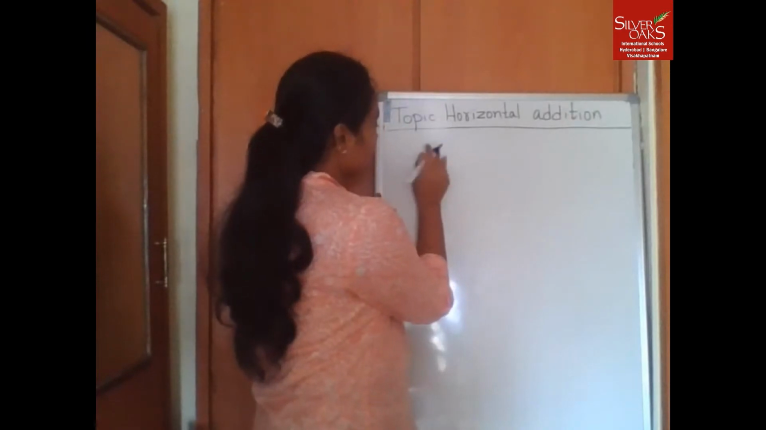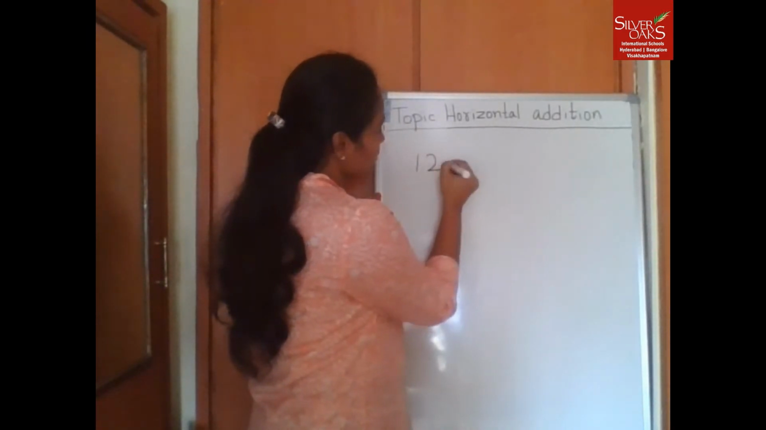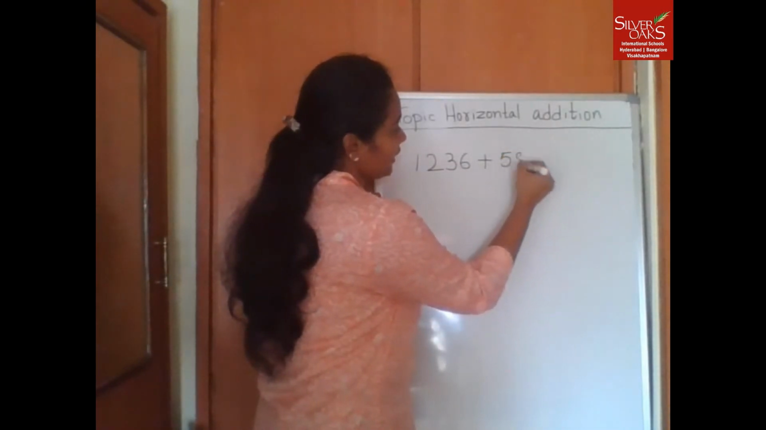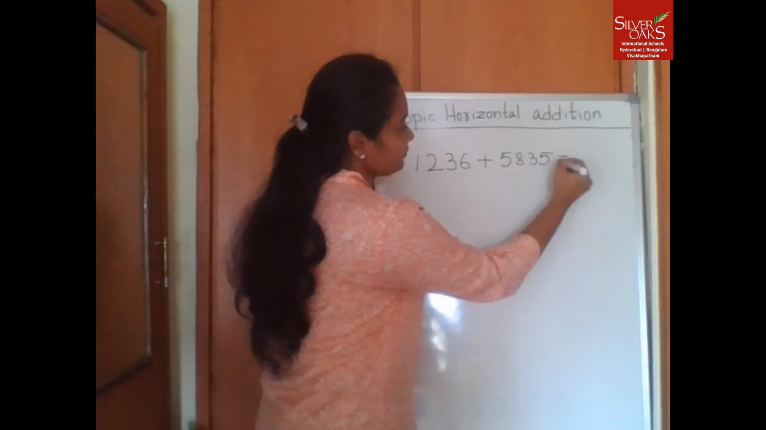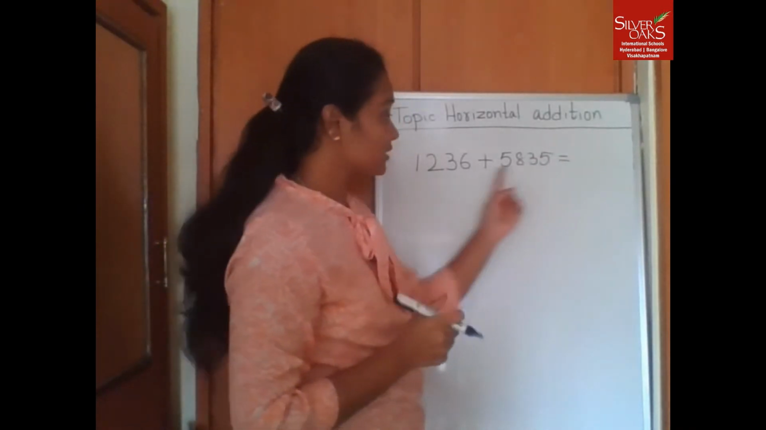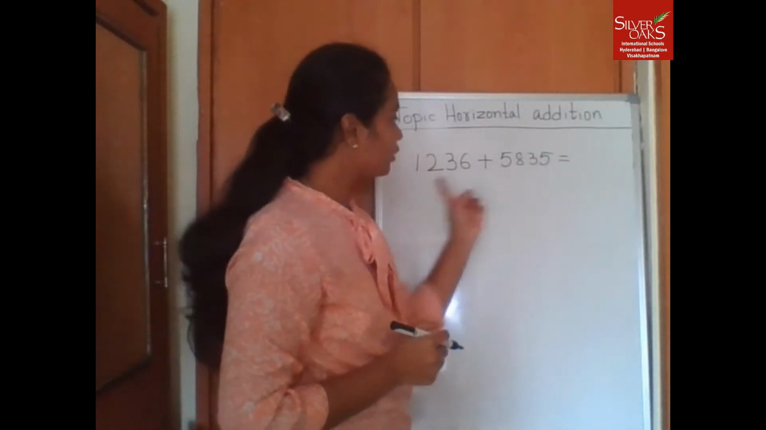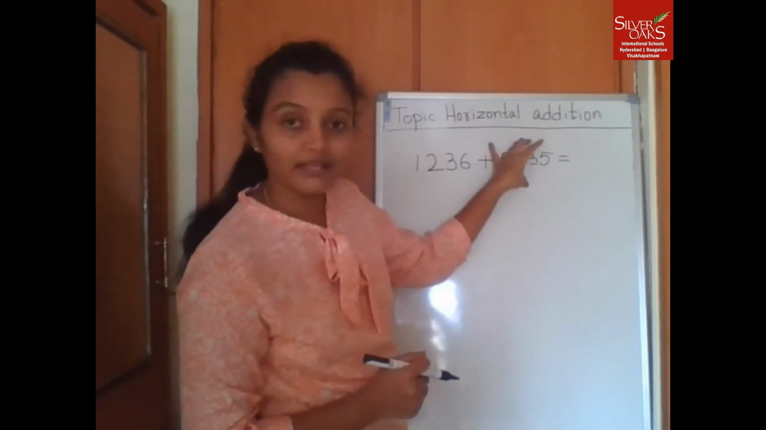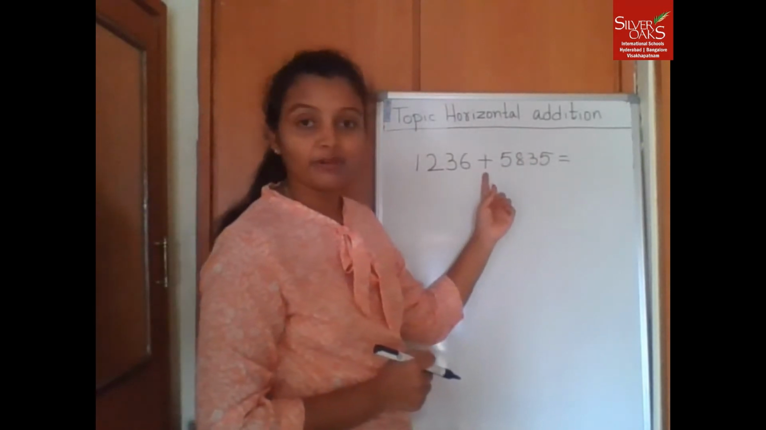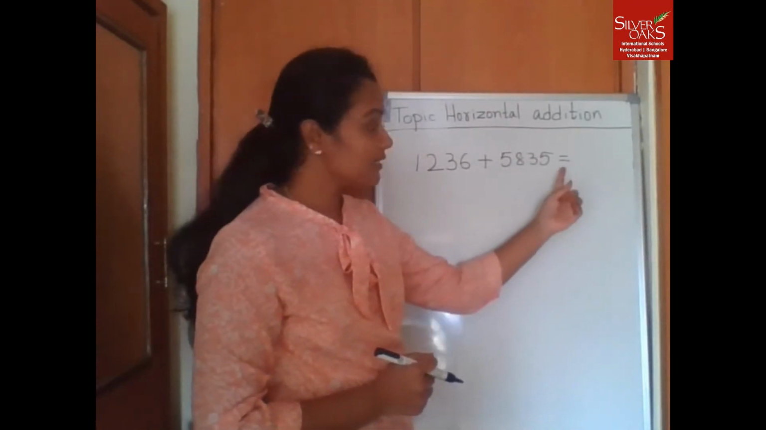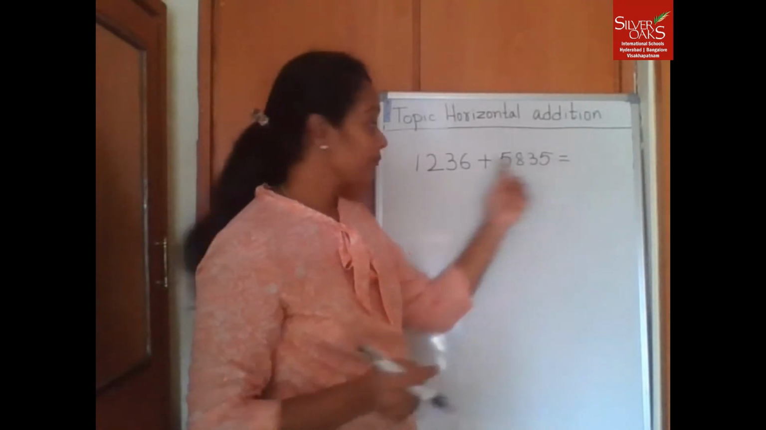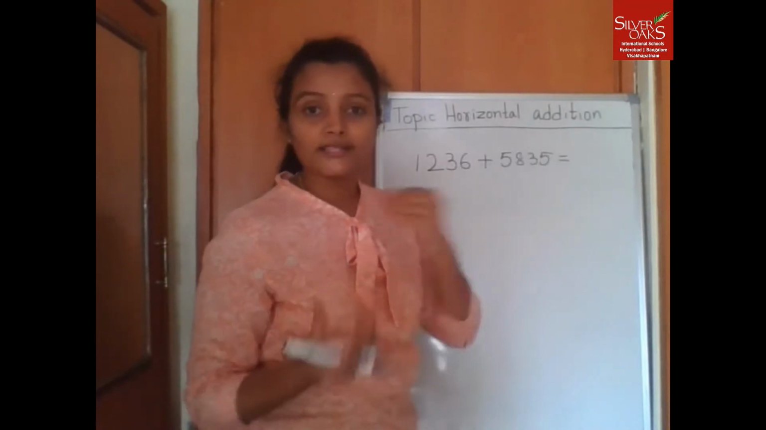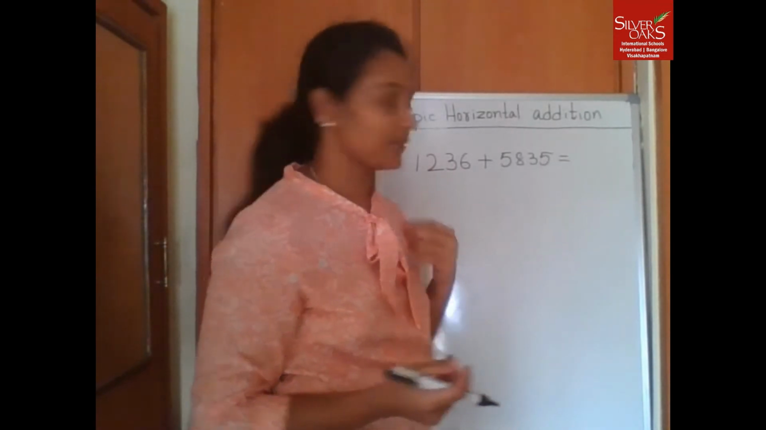Suppose the numbers are 1236 plus 5835. Shall we find the sum for these numbers? These are called addends. This is an addend, and this is an addend. This is the sign for addition, which is plus. This is equal to. So we are going to add these addends to find the sum. What is sum? Sum is the answer for addition, right?